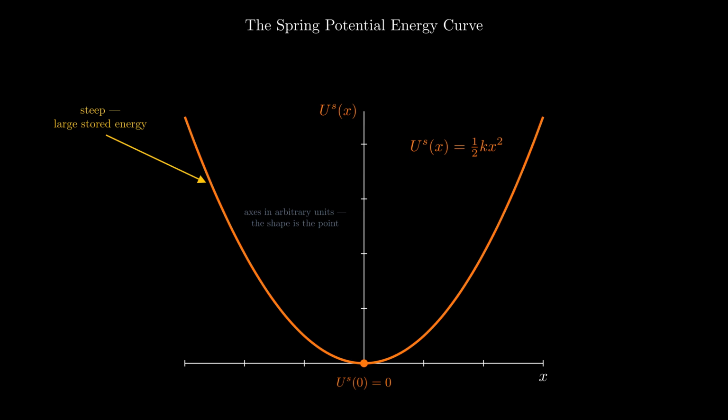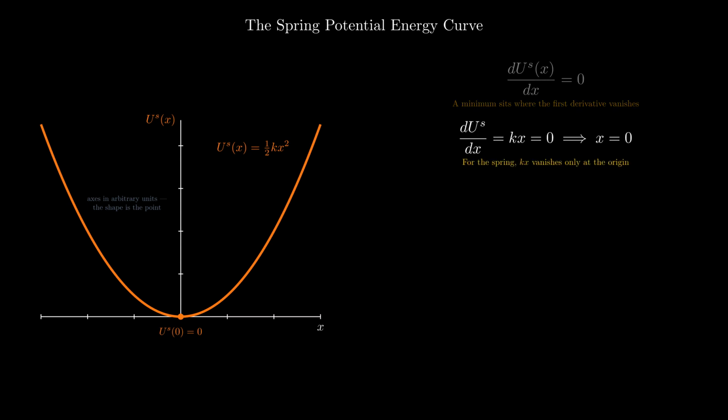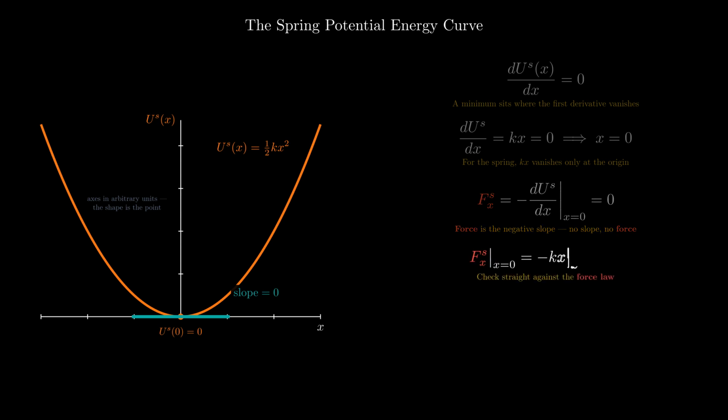Far from equilibrium on either side, the stored energy climbs steeply. Near the bottom, the curve flattens out. The exact bottom is fixed by calculus. A minimum occurs where the first derivative vanishes. dU/dx equals 0. For the spring, the derivative of 1/2 kx squared is kx, and kx equals 0 only at x equals 0. Because force is the negative derivative of the potential energy, a vanishing derivative means a vanishing force.